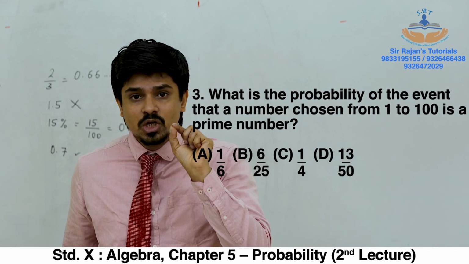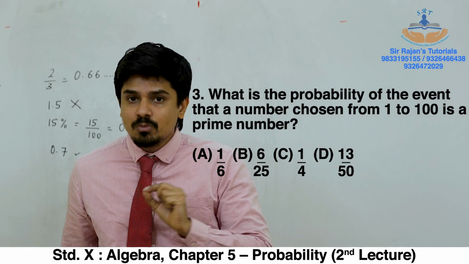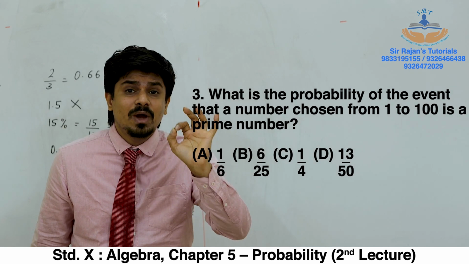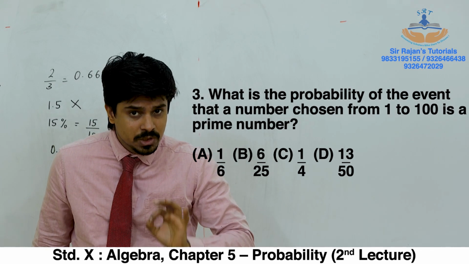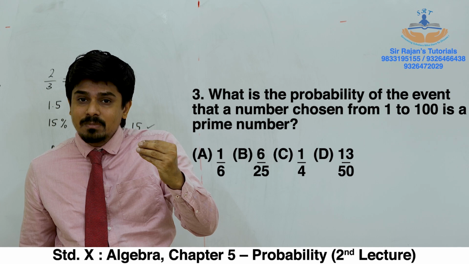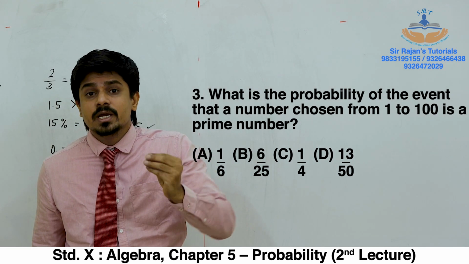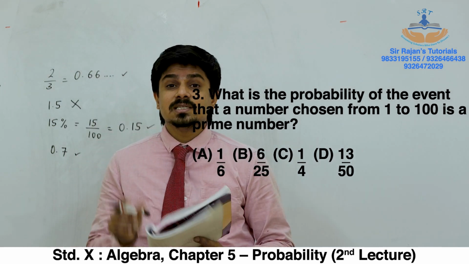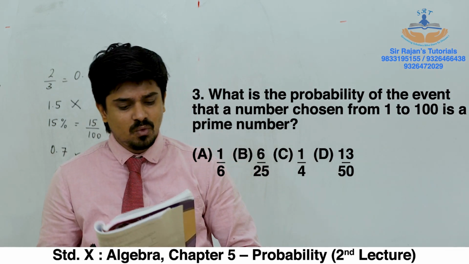Favorable outcome क्या है? Choosing a prime number. How many prime numbers are there from 1 to 100? ये पता रहना चाहिए. There are 25 prime numbers from 1 to 100. So it will be 25. Probability will be 25 upon 100. In reduced form, it will be 1 upon 4. So your correct answer is C. That is 1 upon 4.